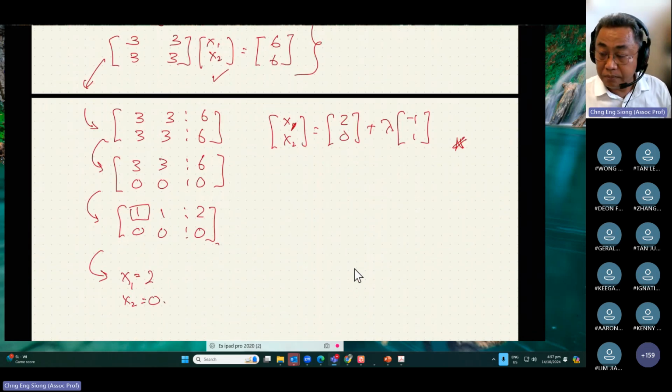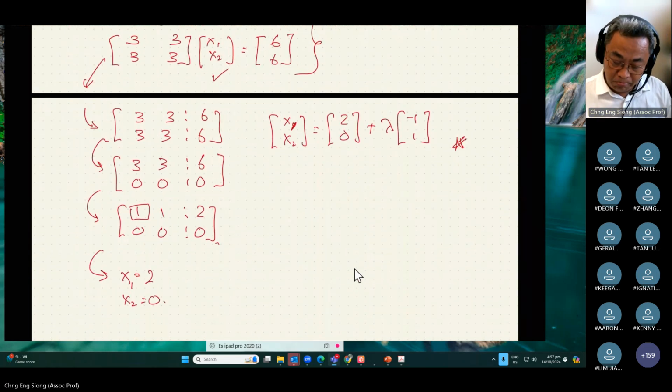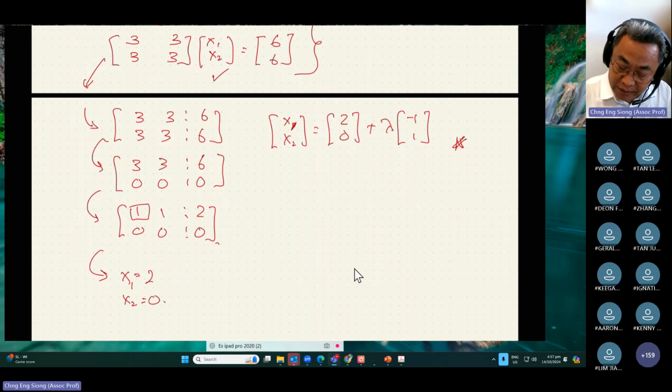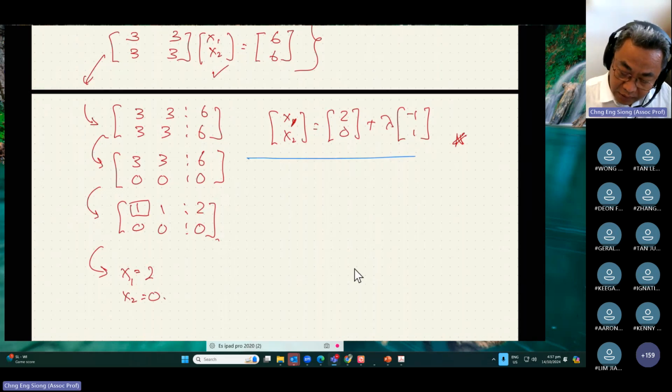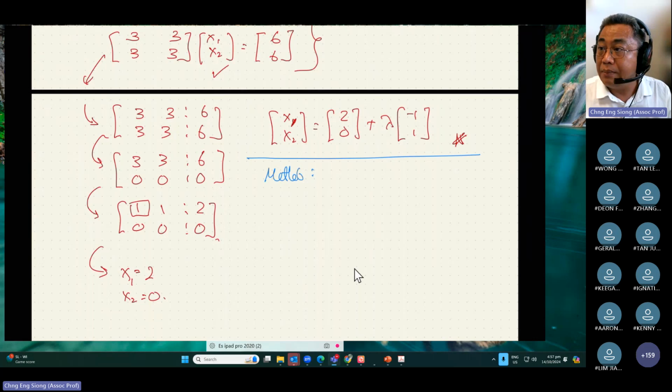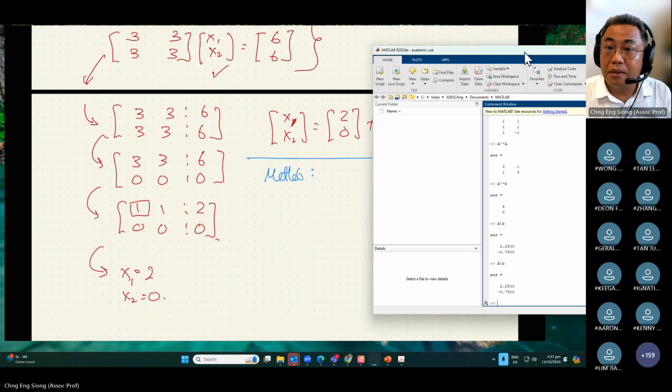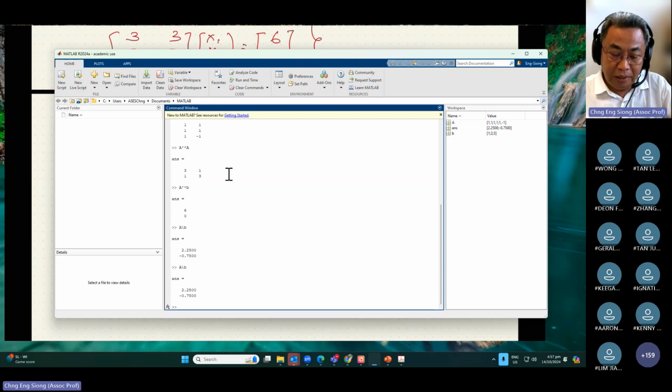Now, if you are going to be doing MATLAB, right, guys? And honestly, you have to do MATLAB. Just use it as a calculator, please. So I'm going to show you how to use MATLAB as a calculator.